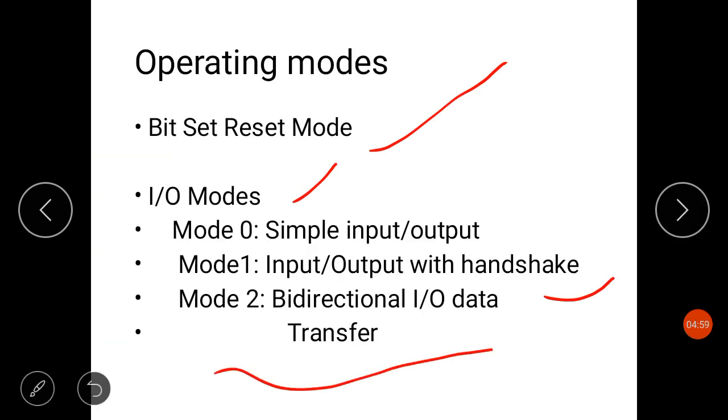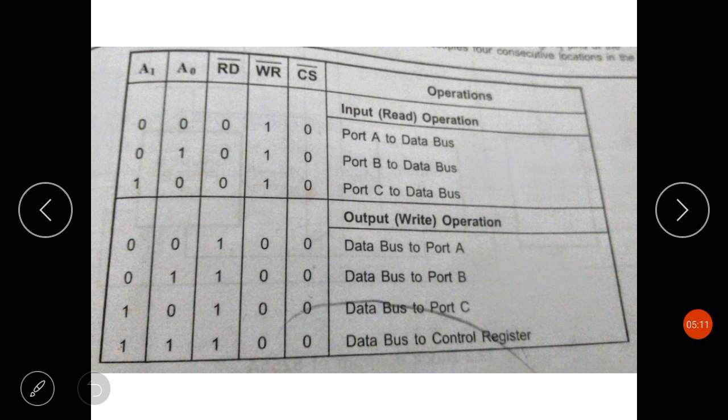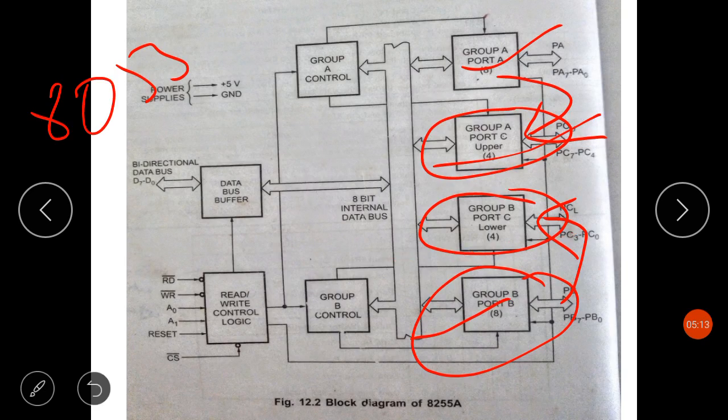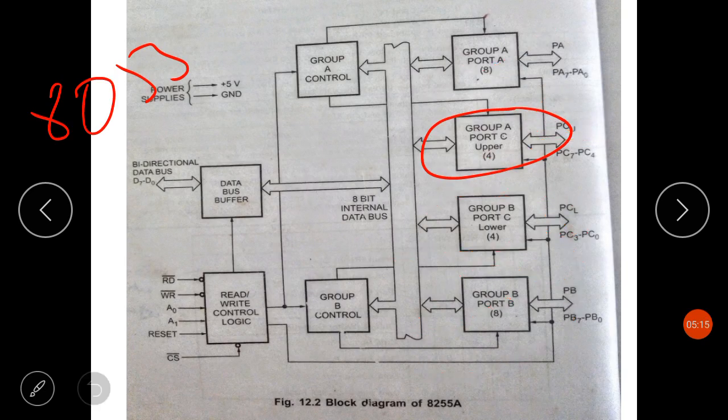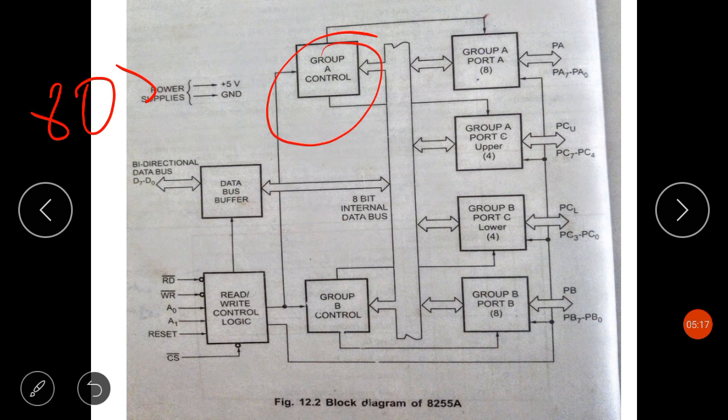Now the next mode is mode 2. In mode 2, that is bidirectional input output data transfer. So this mode allows bidirectional data transfer over a single 8-bit data bus using handshaking signals. This feature is available only in group A. Let me show here. This feature is available only in group A, means these ports.